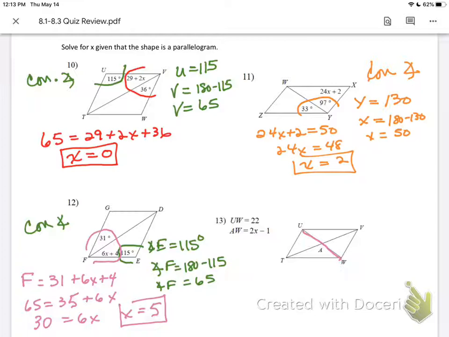So what do I know? If this is a parallelogram and they're telling us that everything here is a parallelogram, then I know that those two diagonals are bisected. So don't I know if all of UW is 22, isn't UA 11 and AW 11? Because you have it be bisected.